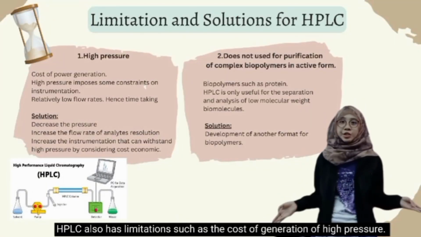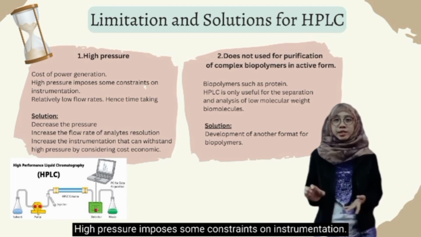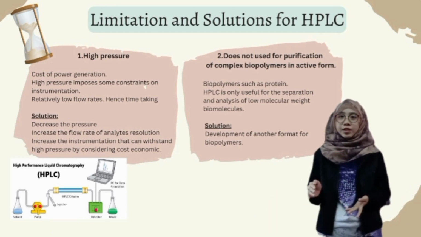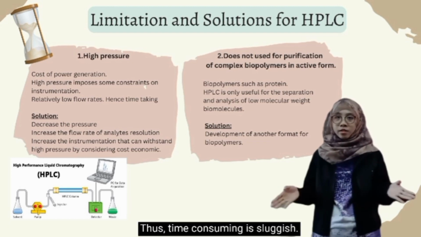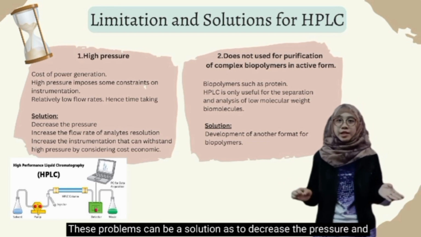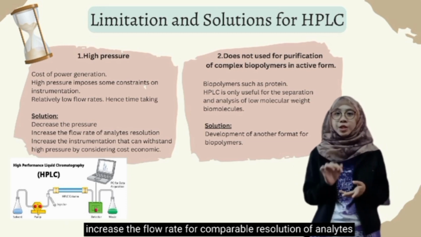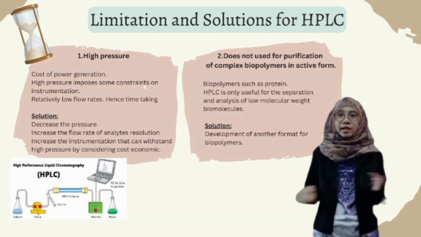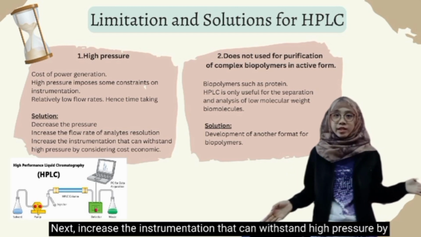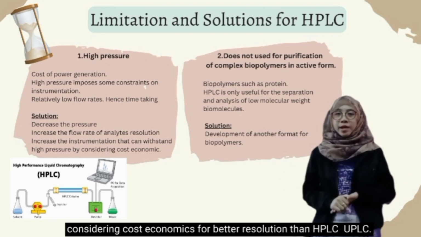HPLC also has limitations such as the cost of generating high pressure. High pressure imposes some constraints on instrumentation. Relatively, it has low flow rates, thus it is time-consuming and sluggish. These problems can be solved by decreasing the pressure and increasing the flow rate for comparable resolution of analytes, as in HPLC perfusion chromatography. Next, increase the instrumentation that can withstand high pressure, considering cost economics, for better resolution than HPLC, as in UPLC.